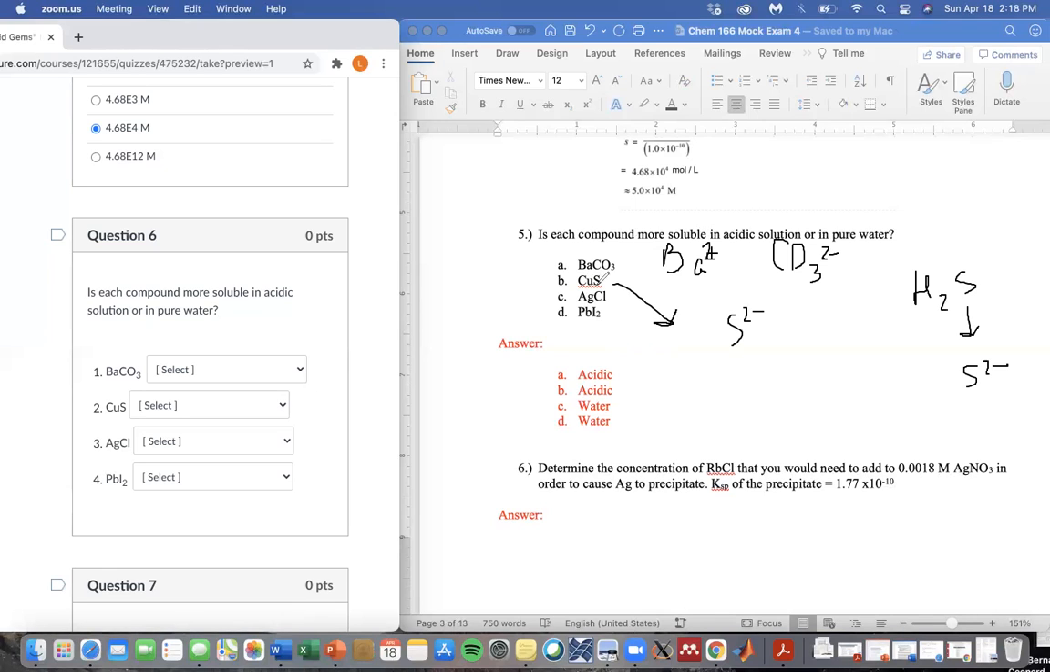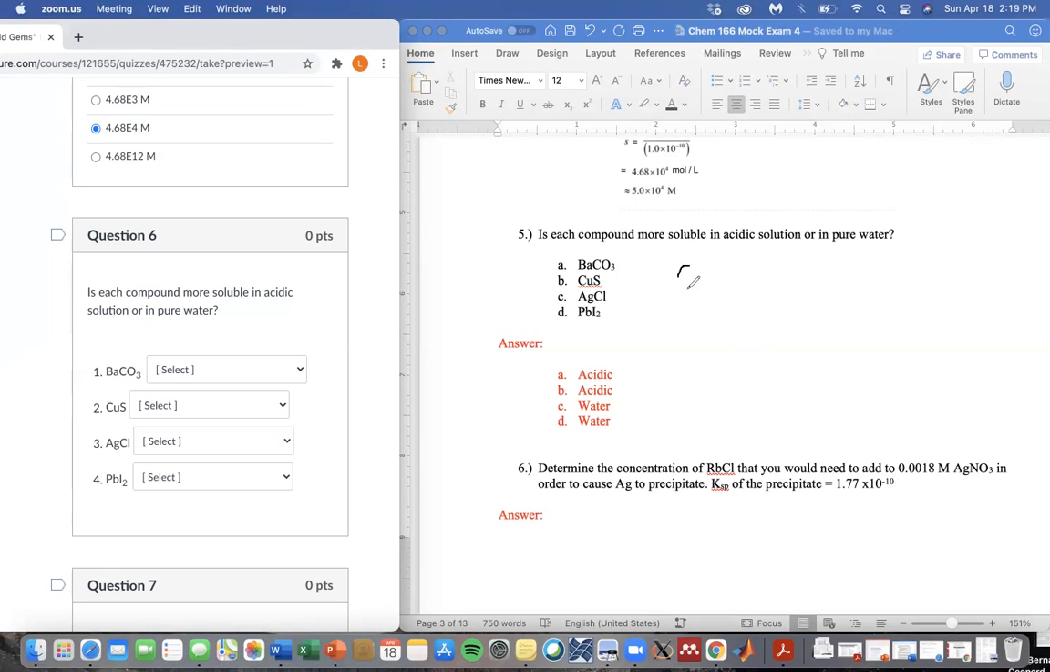And so even though the Cu is going to be there, because you have the S2 minus, it's still going to be more soluble in an acidic solution than in pure water because of the common ion effect. So I know it's hard to project it onto so many things, but if you think about it, a water solution is going to have more OH minus than an acidic solution, because an acidic solution is going to have more H3O plus.